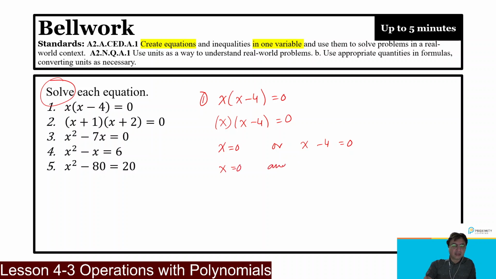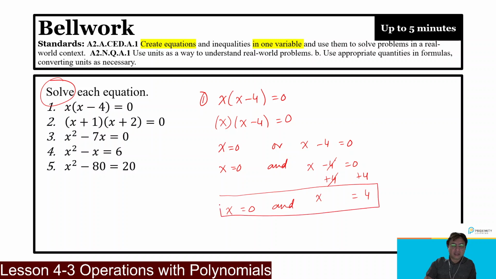And my second answer, I just have to solve for it. So how do I get rid of this minus 4? I just add 4 to both sides. This cancels out. This is not equal to 0 anymore. I have to add 4. This cancels out and I get x equals 4. So my two answers are x equals 0 and x equals 4.